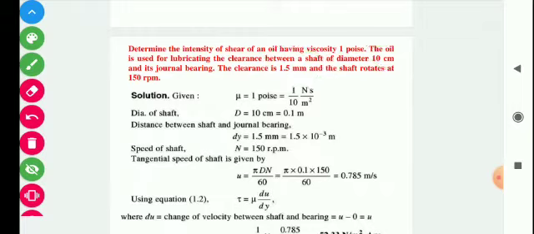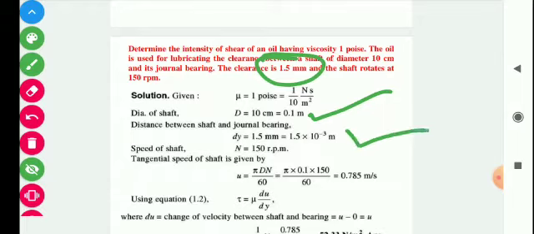First the viscosity is given in poise, so convert it into Newton second per meter square. To convert it we need to divide it by 10. Diameter is again given in centimeter, so convert it into meter. And now the distance between shaft and journal bearing is given 1.5 mm, so again convert it into meter. Speed of the shaft is 150 rpm.